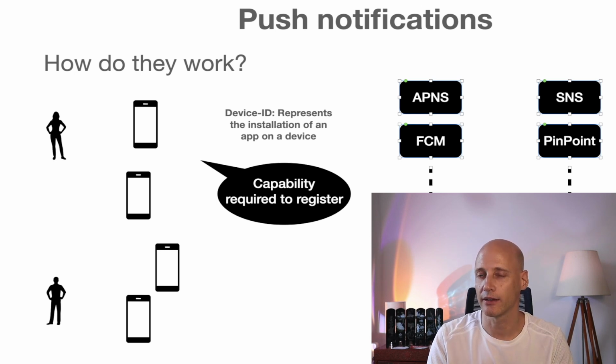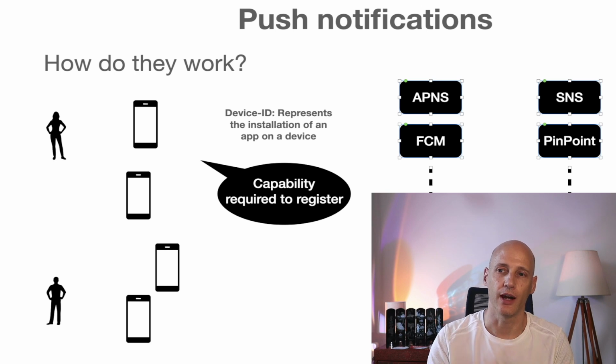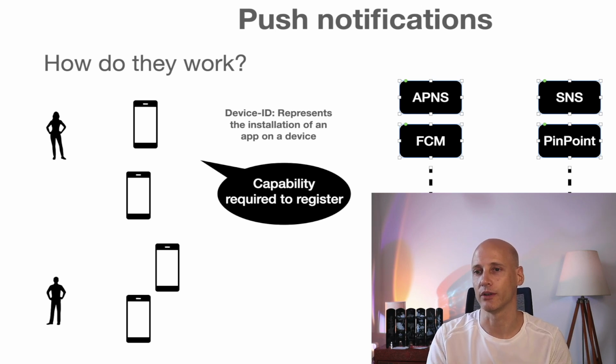It does not exactly represent the device, but it's a representation of the installation of an app on a device. So for example, if the app is updated, it gets a new device ID, and we have to make sure we get the most current one. The older one will be disabled, and we can no longer send messages to that one.